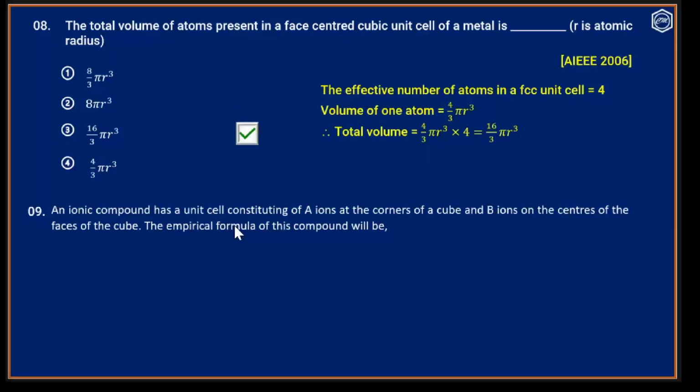An ionic compound has a unit cell consisting of A ions at the corners of a cube and B ions on the centers of the faces of the cube. The empirical formula of the compound will be AB, A2B, A3B, or AB3.